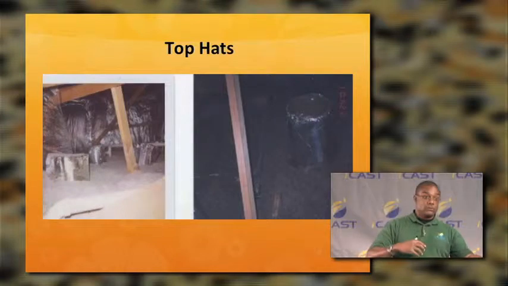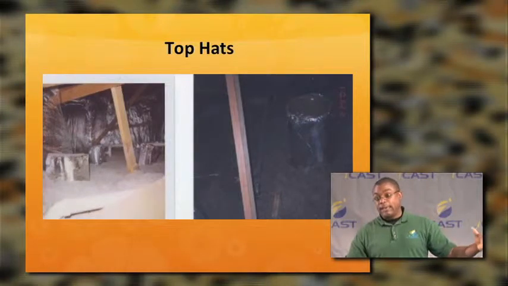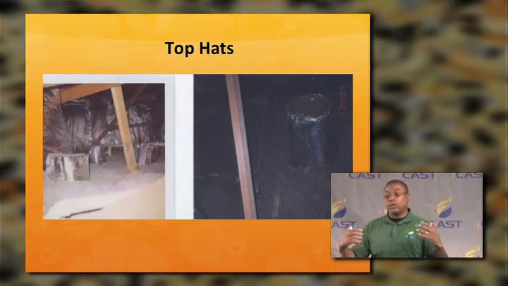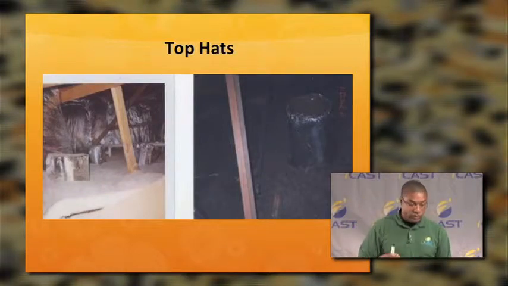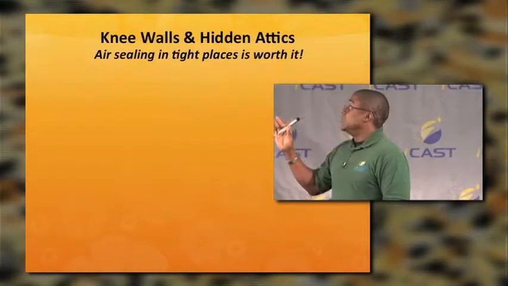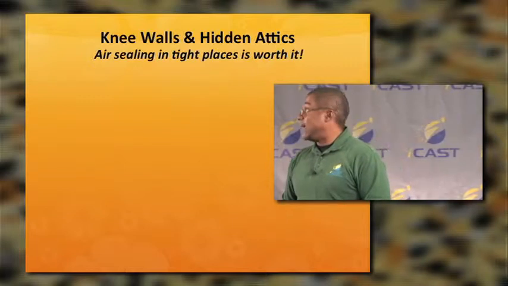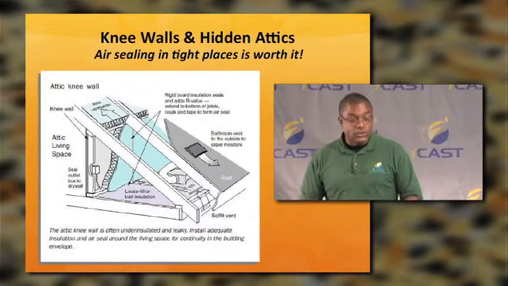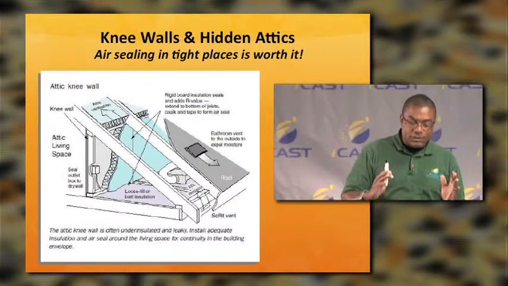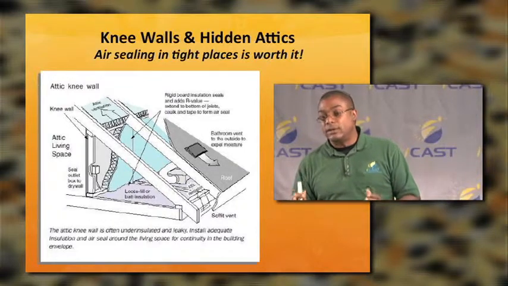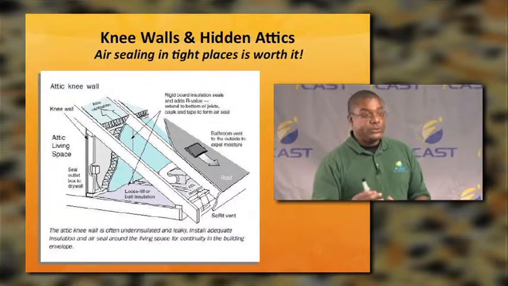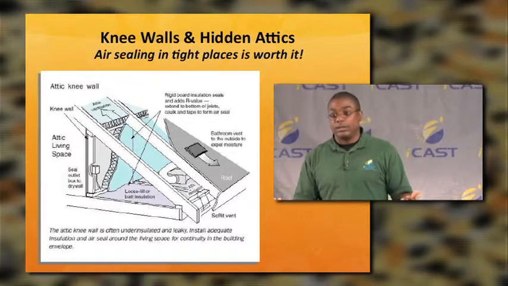Consequently, you can then cover up your top hat with insulation, and you don't really have to worry about heat dissipation from your can lights. Knee walls and hidden attics. Okay, these are two of the places we lose a lot of energy. And that's usually because they're just not insulated properly.